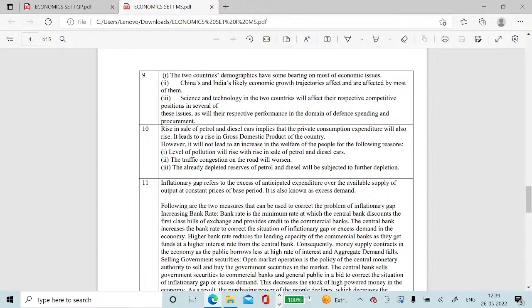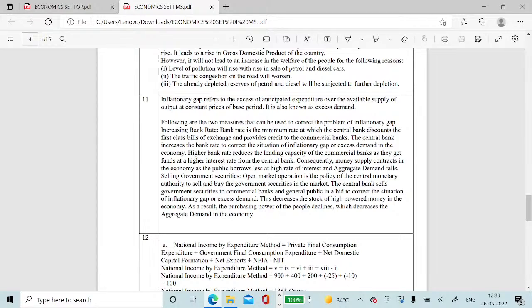First, the level of pollution will rise with the rise in sale of petrol and diesel cars. The traffic congestion on the road will worsen. The already depleted reserves of petrol and diesel will be subjected to further depletion. Answer 11.